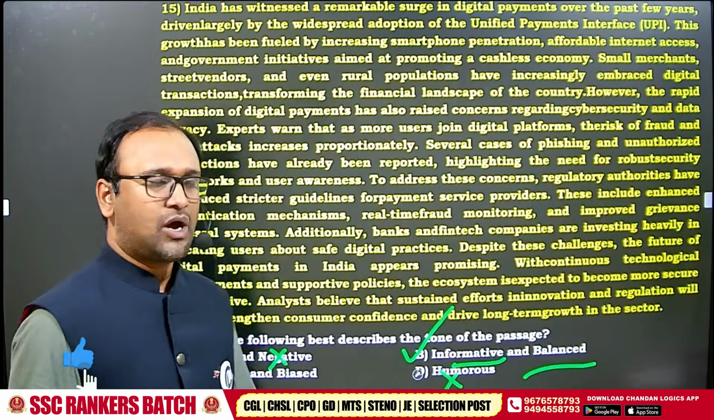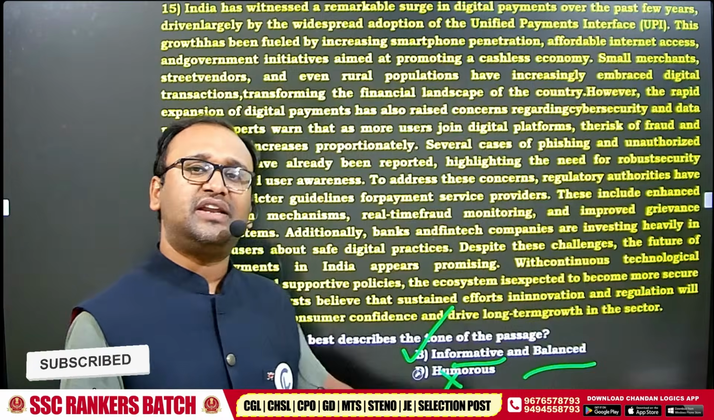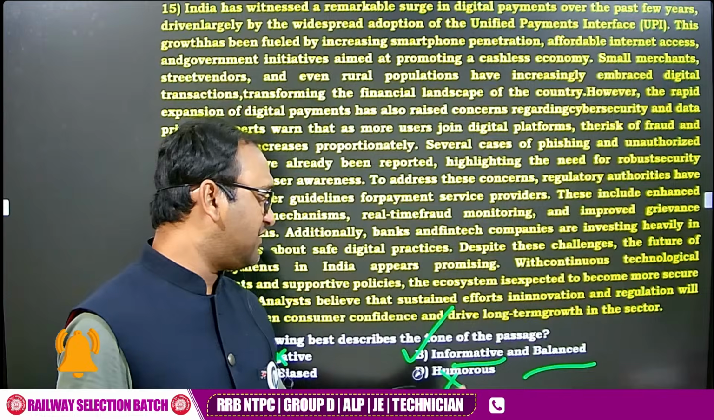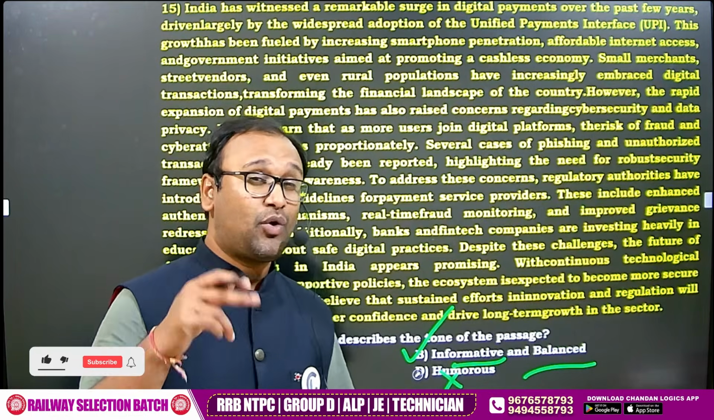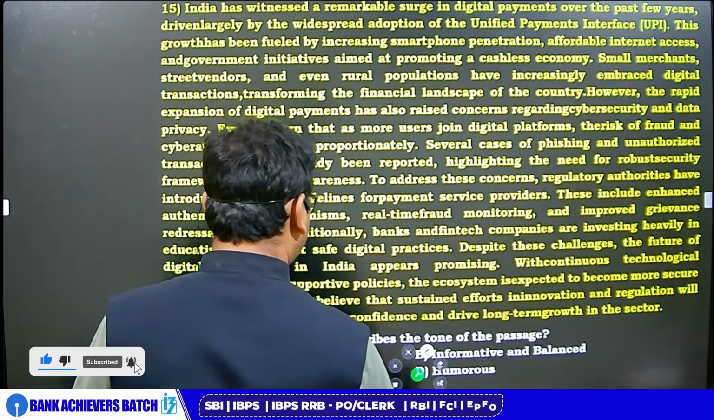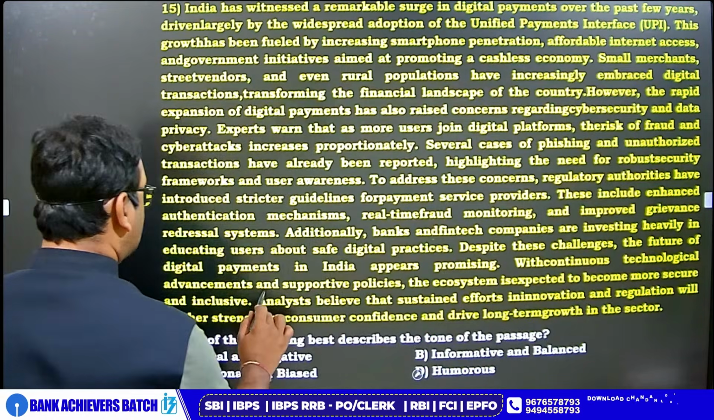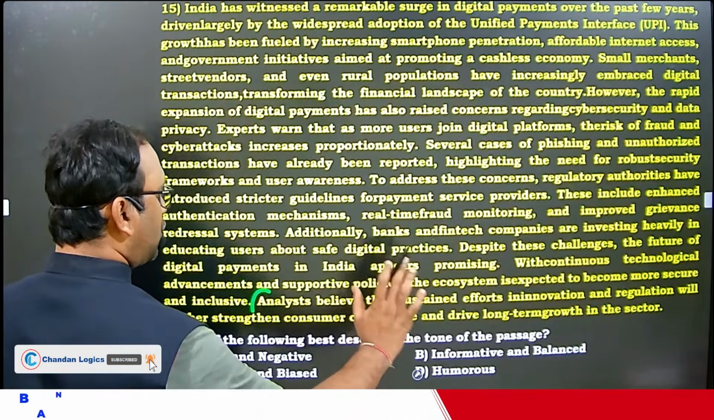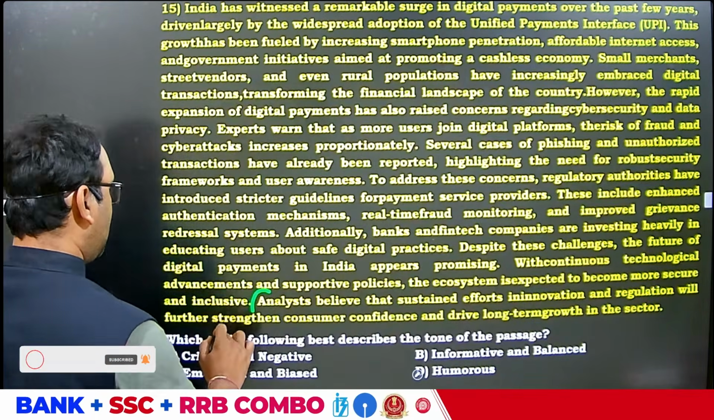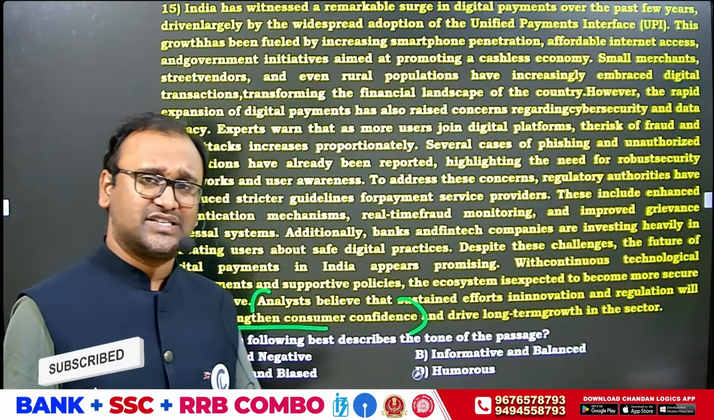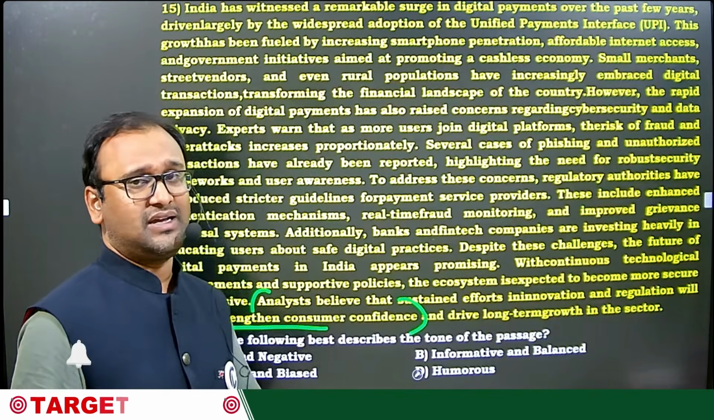Come on, Shyam sir, how can you say that? We did not read the paragraph. How can you say the paragraph is very informative and balanced? What I have done, I'll tell you. I did not read the paragraph, but I have just read the last sentence. Analysts believe that sustained efforts, innovation and regulation will strengthen consumer confidence. So he is positive, he is not negative. It is a very balanced article.